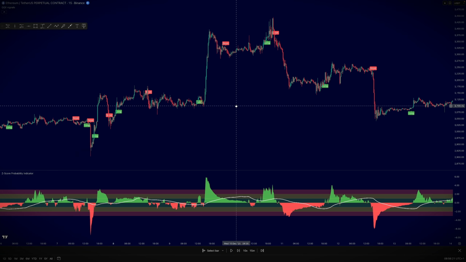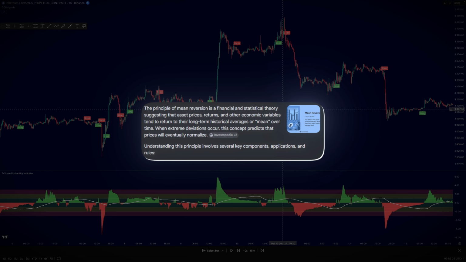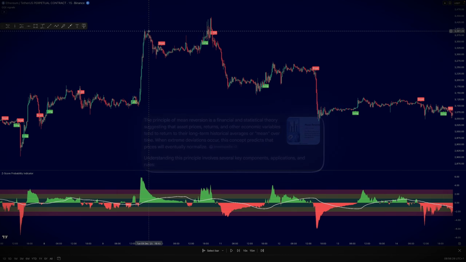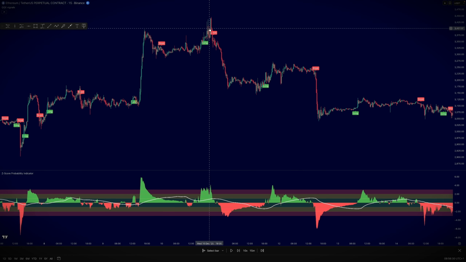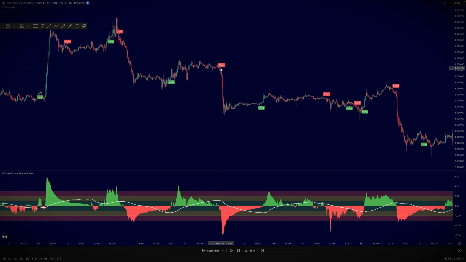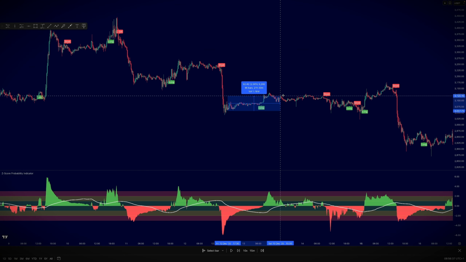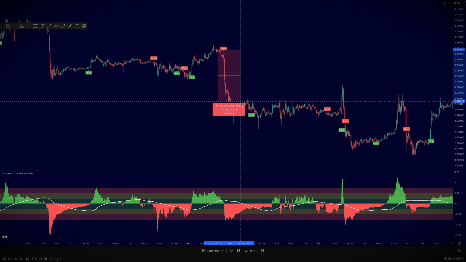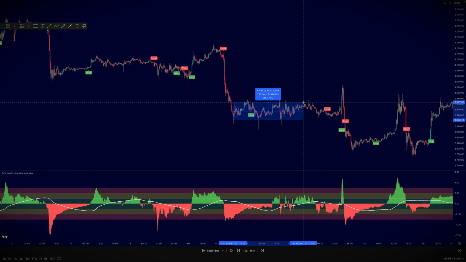The core of the strategy is based on the principle of mean reversion. It's a statistical phenomenon. Any deviations from the mean tend to return back. In financial markets, this effect is especially strong on timeframes from 15 minutes to 4 hours. Studies show that in 70% of cases, after a strong deviation, 2 or more standard deviations, the price returns to it within the next 12 to 24 candles.